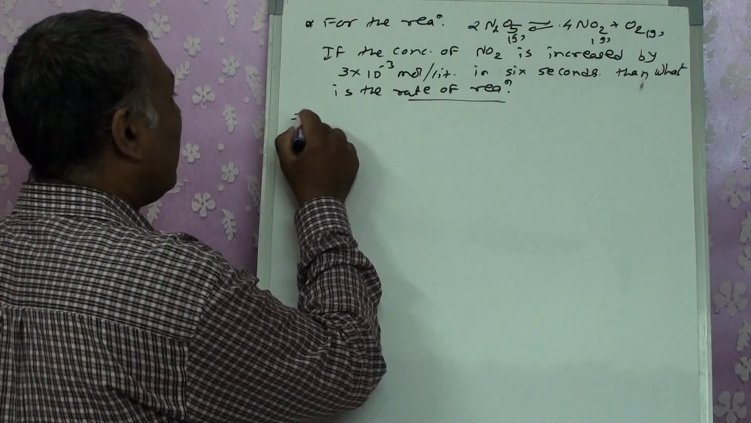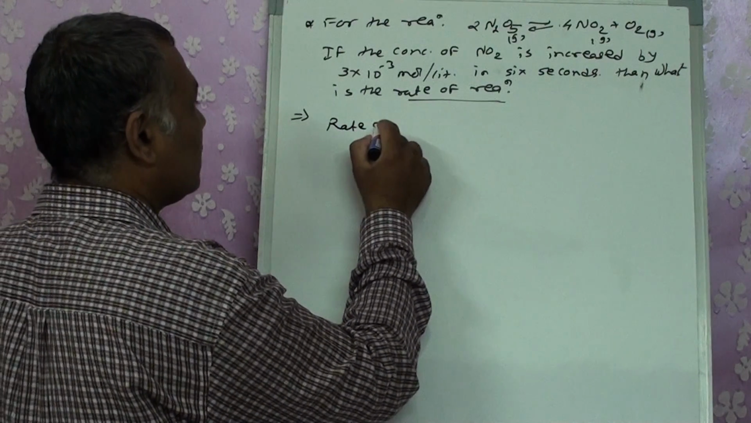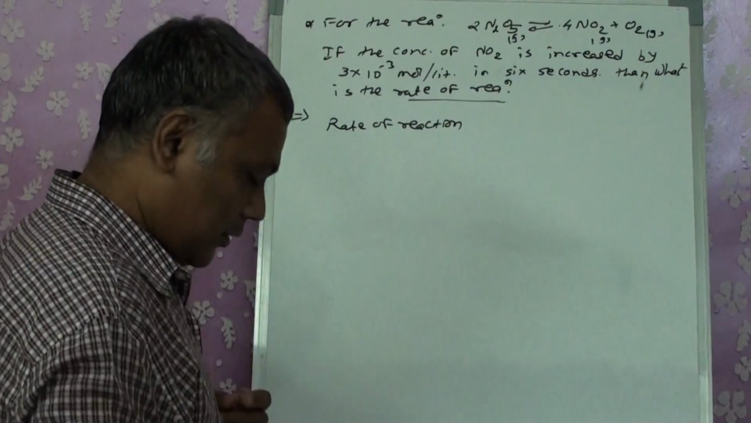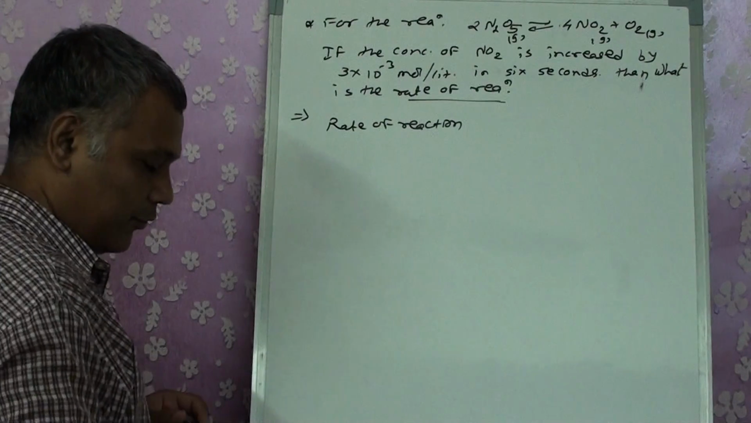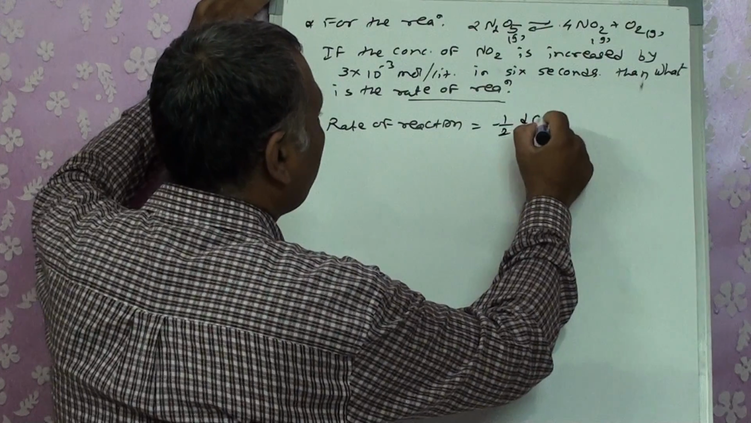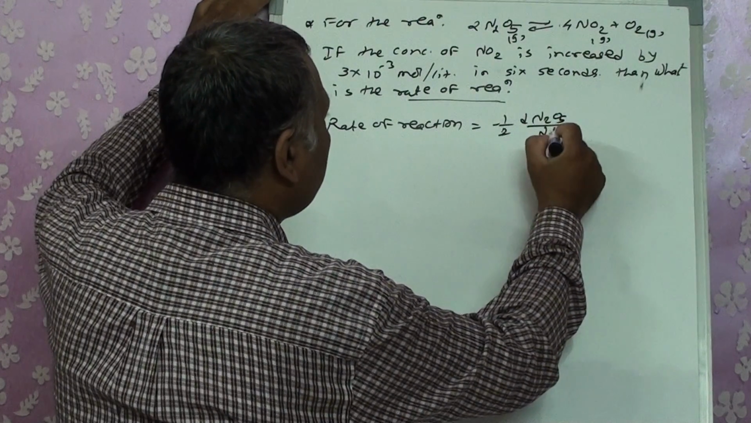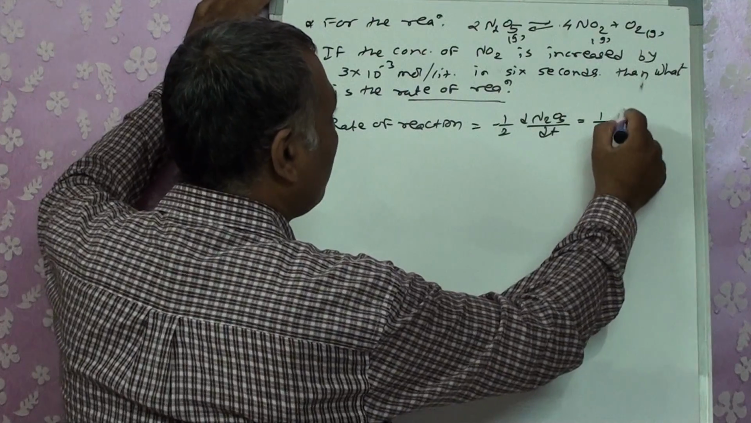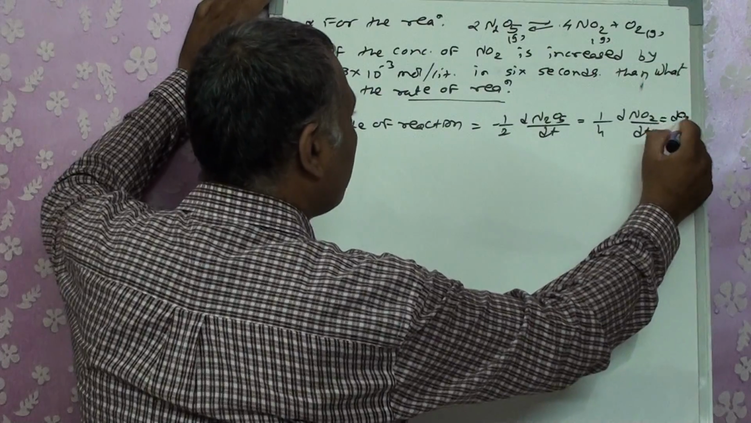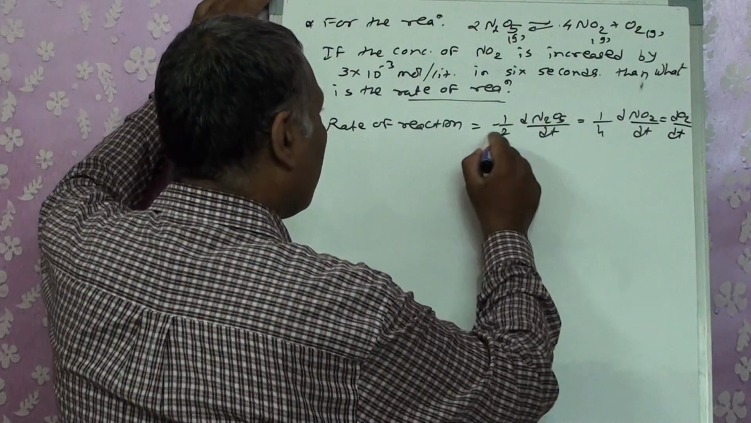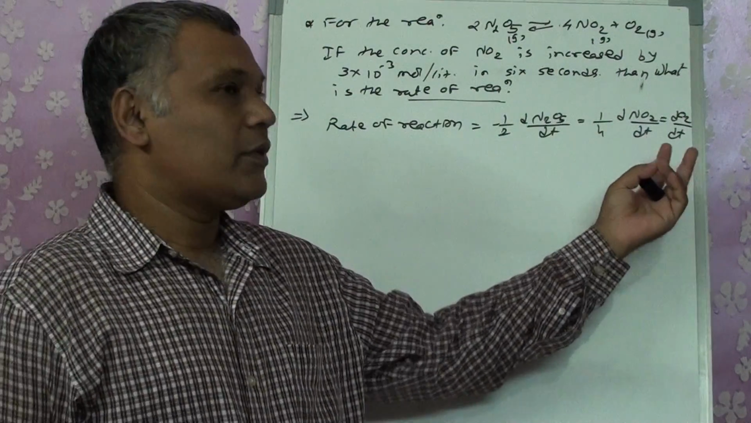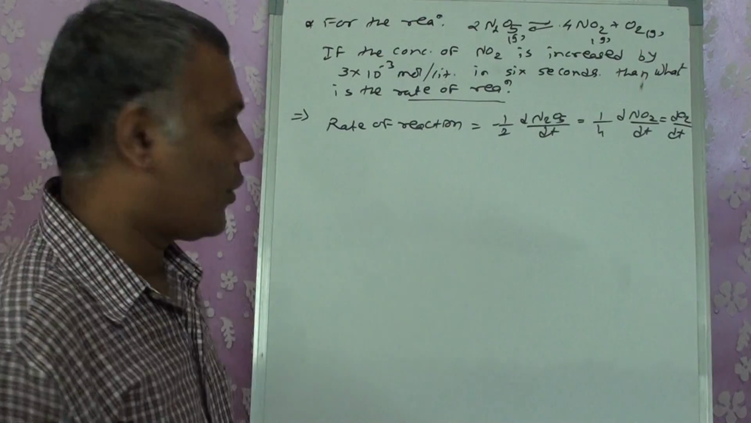Now, rate of reaction, for the reaction it will be written as rate of reaction equals minus 1 by 2 d of N2O5 by dt, equals 1 by 4 d of NO2 by dt, equals d of O2 by dt. Now this is negative because it's a reactant. These two are positive because they are the products.